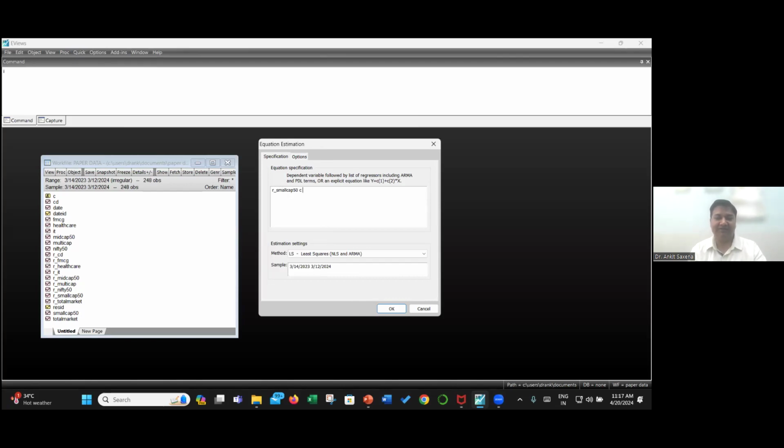I specified C here, that is constant. I want to get a value of intercept. So that is C. And then I defined R underscore mid cap 50 returns. Remember, this data is only for the last 1 year. So it is 14th of March 2023 to 12th of March 2024. So this data covers that range only. You could obviously get a larger frame of the data.